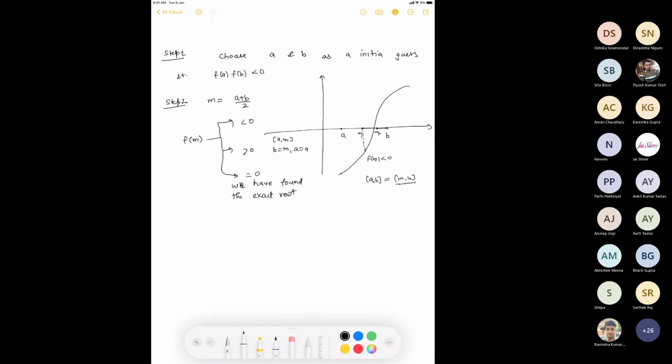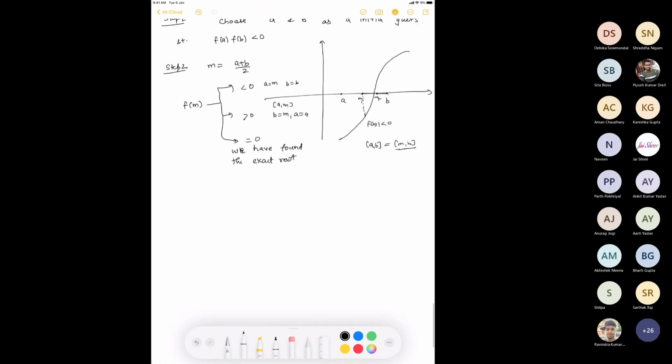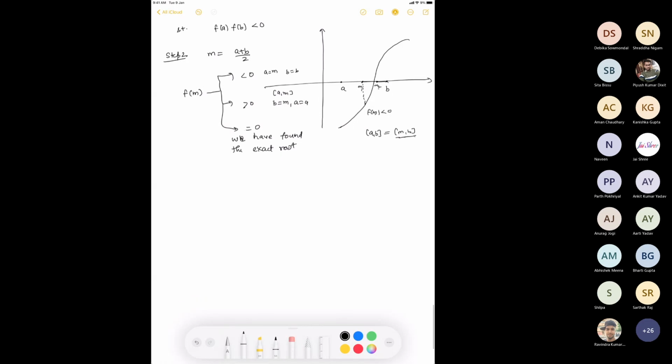And if it is negative, I know that I have to again bracket the root. So I have to keep my b as b, and I have to take my a as m. Okay. So now how do we check this? I'm simply going to check the product of FA and FM.